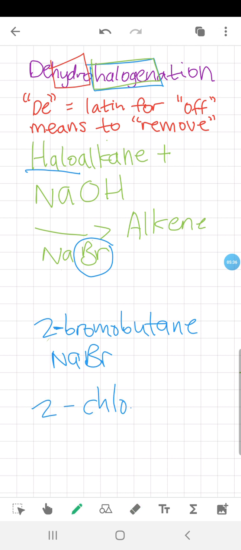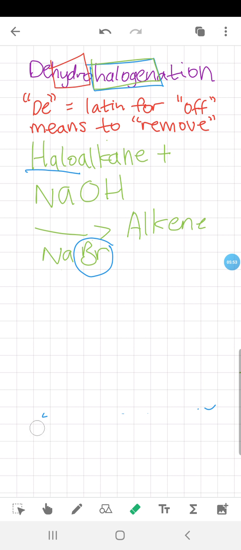If you have something like 2-chlorobutane, then you wouldn't use the same salt. You would now use sodium chloride. So just remember that those two things have to correspond. If it's not corresponding, you've done something wrong. And then you're going to add water, and the chemical formula for water is just H2O.